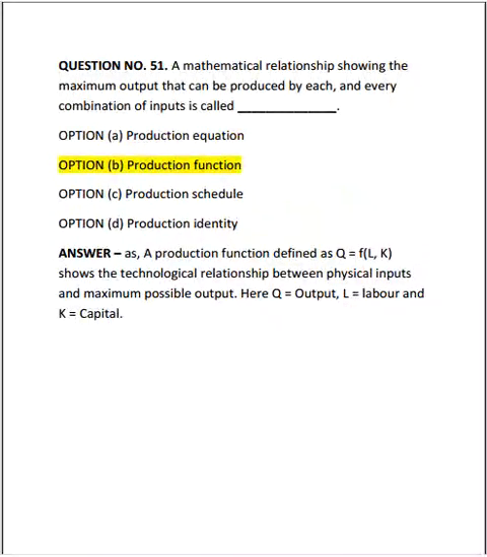Question No. 51. A mathematical relationship showing the maximum output that can be produced by each and every combination of inputs is called. Option A, production equation. Option B, production function. Option C, production schedule. Option D, production identity. Answer, B. A production function defined as Q equals f(L, K) shows the technological relationship between physical inputs and maximum possible output. Here Q equals output, L equals labor and K equals capital.